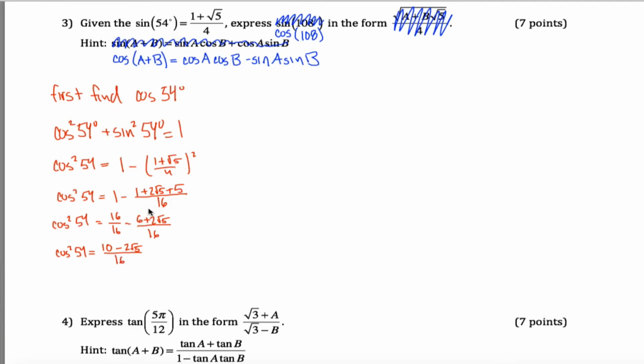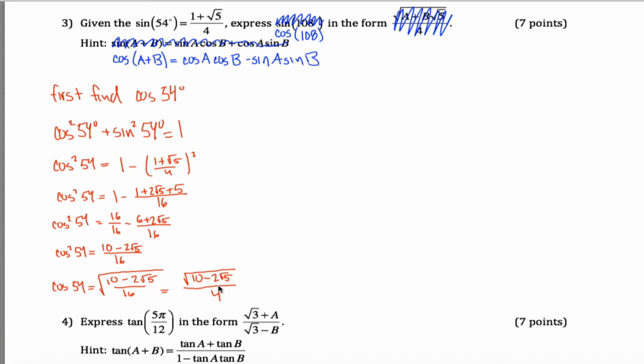Minus because I want to subtract all this stuff, so the minus has to hit both terms in the numerator here. So therefore the cosine of 54 degrees is equal to the square root of this thing that I just found, 10 minus 2 root 5 over 16, which you could write as the square root of the numerator, 10 minus 2 root 5, divided by the square root of the denominator, square root of 16 is just 4. Cosine of 54 degrees is this.